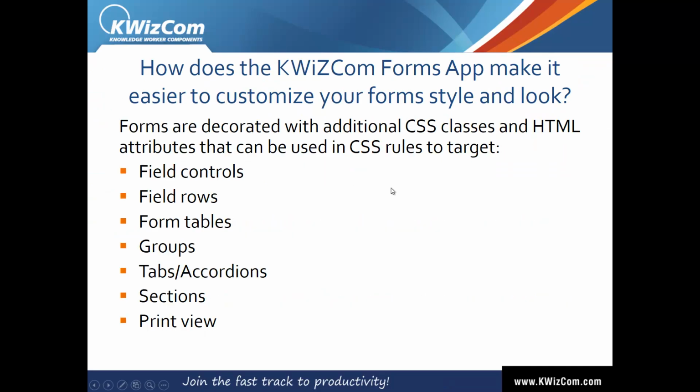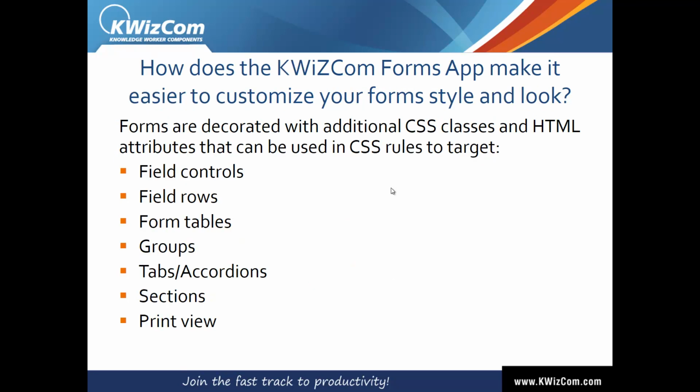So the last way that the Forms app makes it easier to customize your form style and look is that whenever a form is rendered, whether it be a view, an edit item, display item, view item, or new item form, the Forms app adds additional CSS classes and HTML attributes that can be used in CSS Rules to target field controls, field rows, form tables, groups, tabs or accordions, sections, and the print view.